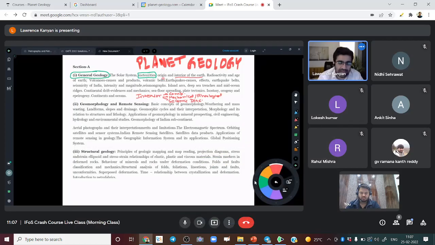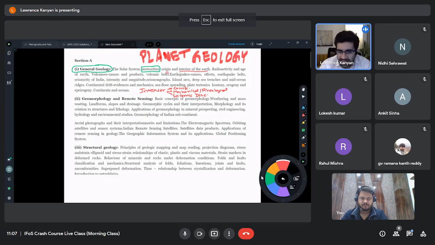Earth, in bulk, the most abundant element is iron. Okay, so this part you should know. It is very important. Now, these are the kinds of questions which have a very high likelihood. Anything from this can be asked in the exam.